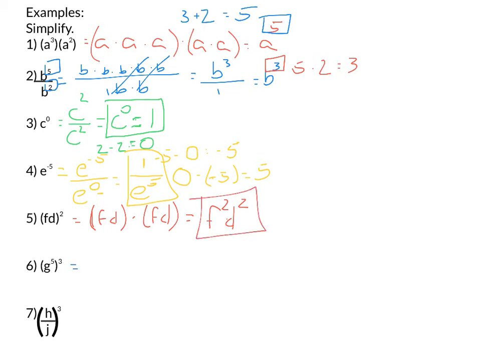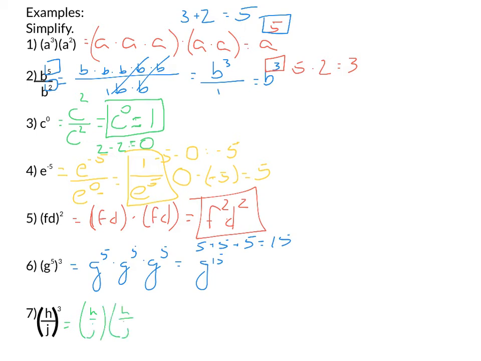G to the fifth, then to the third. We have g to the fifth multiplied by g to the fifth multiplied by g to the fifth, right? We take that g to the fifth times itself 3 times. And we use our process from number 1, where we do 5 plus 5 plus 5, and we come up with 15, and so we get g to the 15th. And then in number 7, we have h over j to the third, which shows us h over j times h over j times h over j.